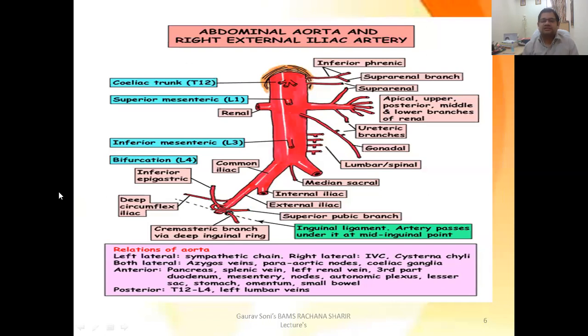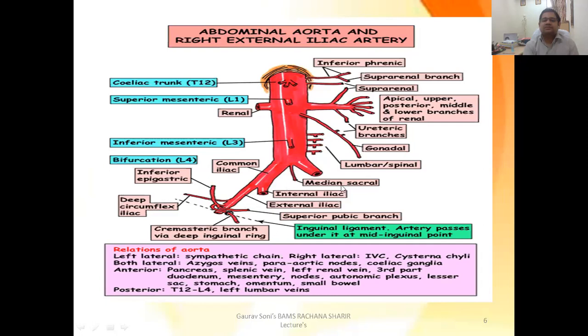Here you can understand the anterior branches a little more clearly, that is, the celiac trunk, superior mesenteric, and inferior mesenteric levels. You can also see T12, L1, and L3. Then there are branches: the inferior phrenic branch is the first branch of the abdominal aorta, obviously not the celiac trunk. Then there are some lateral branches like the renal branches and then the gonadal branches. The posterior branches are the lumbar or spinal branches.